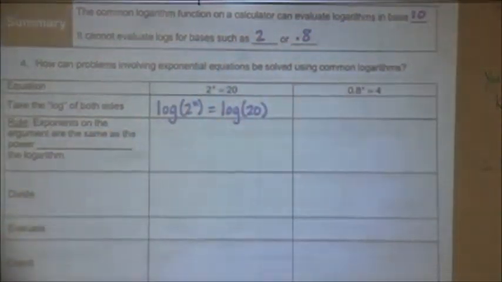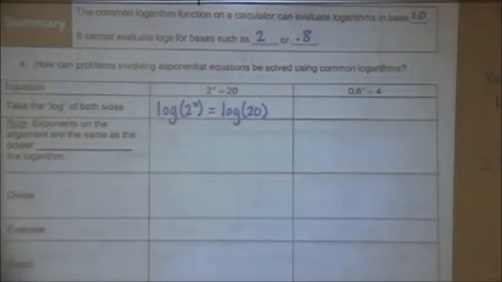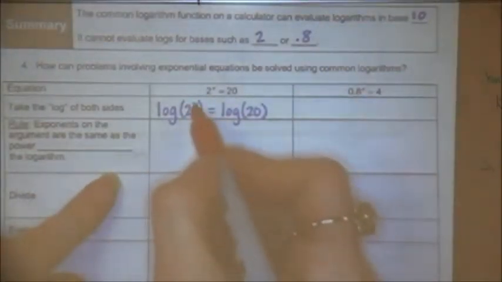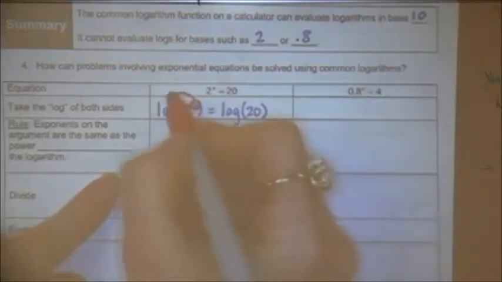Now notice, these are not bases that I wrote. 2 to the x is the argument, and 20 is the argument. I am doing log base 10. So I don't have to write the 10, because this is common log, so that I can use my calculator. Now this right here is the whole reason for logarithms, because of this exponent. Well, what does the power rule say I can do with that exponent? You take it out in front. Move it to the front. This gets moved to right here.